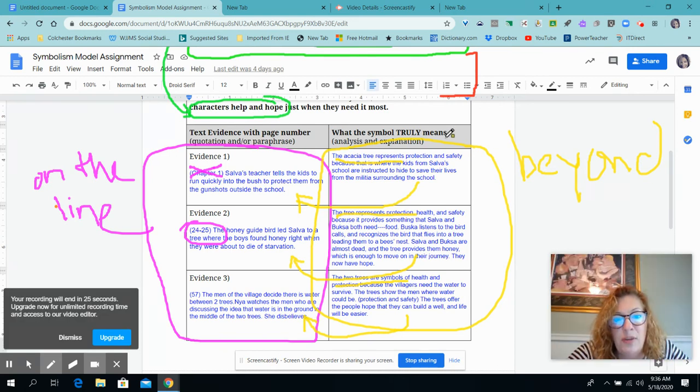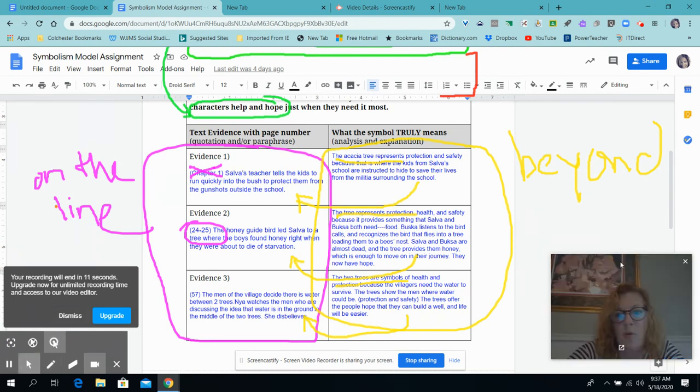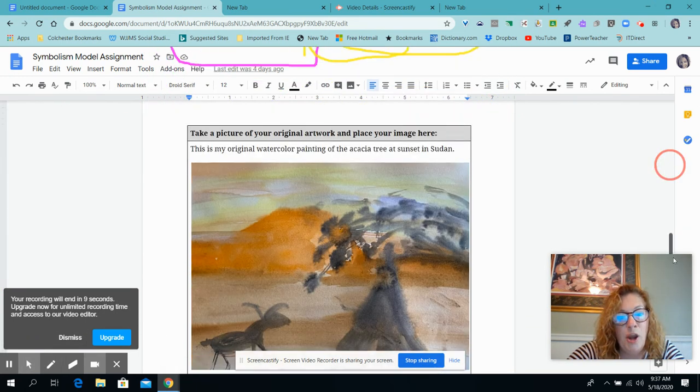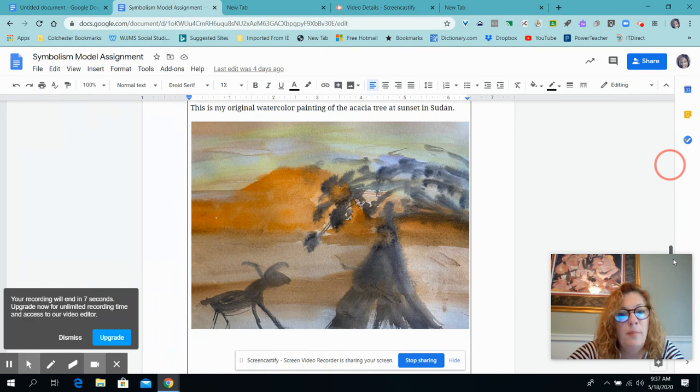You have to look at what the symbol truly means. I am not rewriting. I am not paraphrasing. I am saying what it means and why. That is what you have to do. And then, of course, just so you know, I have an art class quality piece of art that I did on my own, and that is what you guys have to do as well.